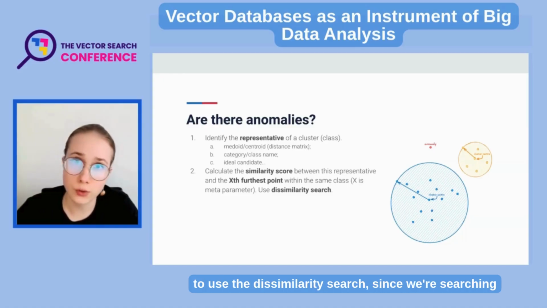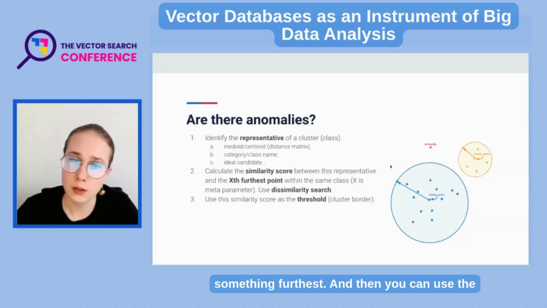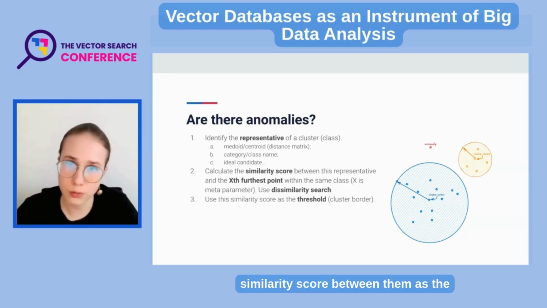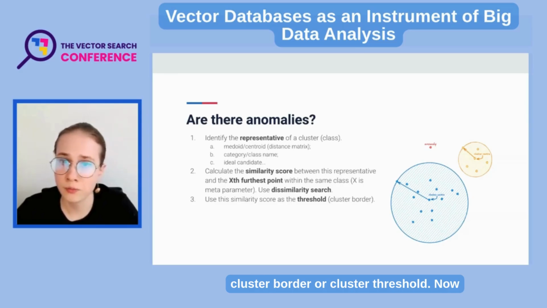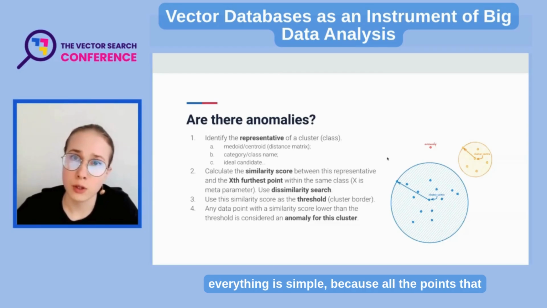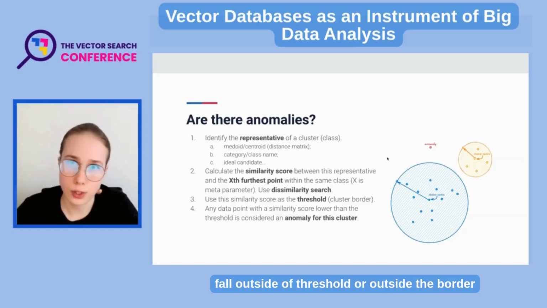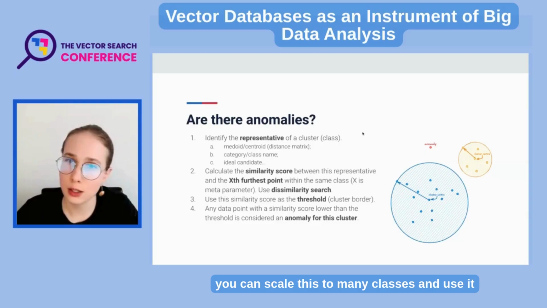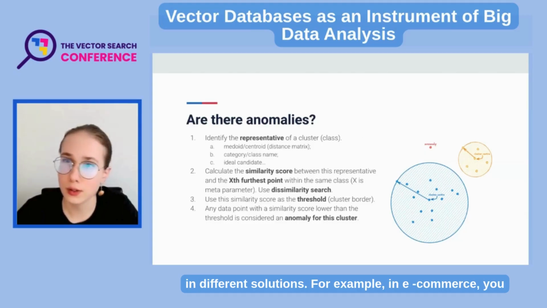And for that, you are going to use the dissimilarity search, since we're searching for something furthest. And then you can use the similarity score between them as the cluster border or a cluster threshold. Now everything is simple because all the points that fall outside of the threshold or outside the border are anomalous to this class. And you can scale this to many classes and use it in different solutions.